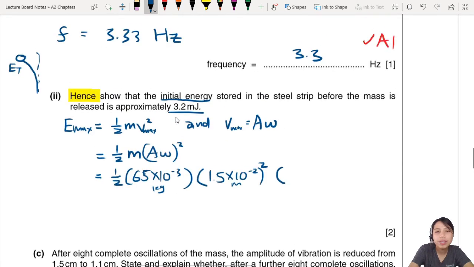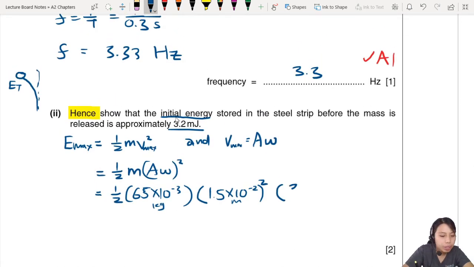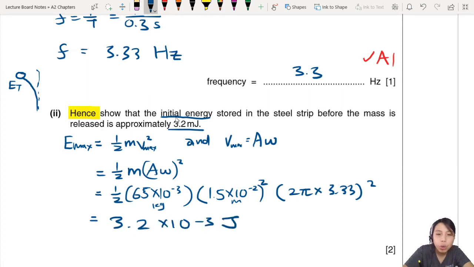Omega, we already found previously. So that will be 3.33 square. Hang on a second. I see an error. Omega is 2 pi f, right? So you need to multiply 2 pi frequency, 3.33. This looks more correct. Okay, press calculator, everything. You should get about 3.2 times 10 to the negative 3 joules of energy. Is that correct? Yes, 3.2 millijoules, negative 3 milli.